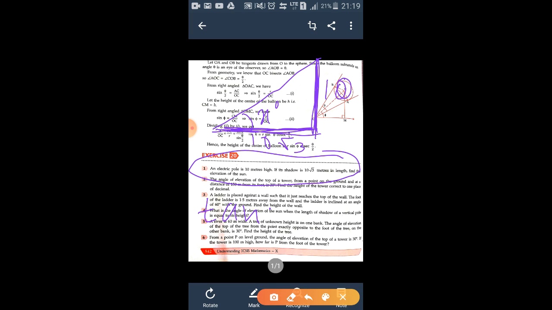Yes. So tan x degree is equal to what? Perpendicular, which is 10. Yes. By base, which is 10 root 3. Yes. 10 and 10 get cancelled out. You get tan x degree is equal to 1 by root 3. Yes. Tan what degree is 1 by root 3? I know that tan 30 degree is equal to 1 by root 3. Yes or no? Means x is equal to what? It means that x is 30 degree. Okay. So first sum solved.